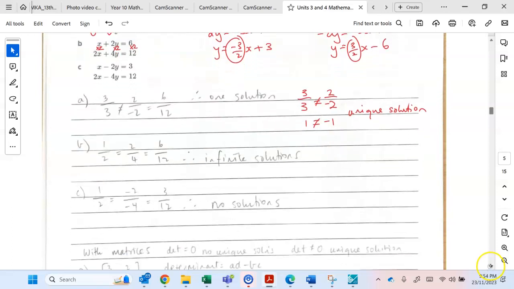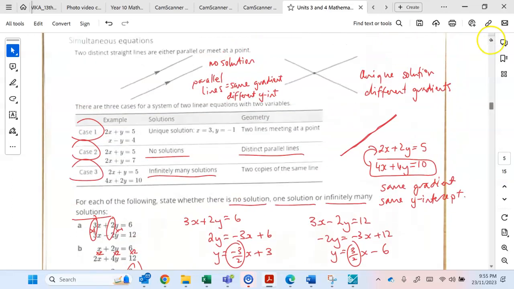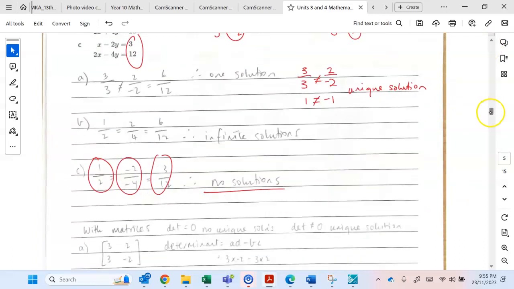And then the last one, you can see these are the same. So we say, okay, it's not a unique solution. It's either infinite solutions or no solutions. And once you've decided that there's no unique solution, then you say 3 over 12. So 3 over 12 is not the same as a half, so it's no solution. So they're parallel lines, they're not the same line. So if we go back up to the top, it's this case here where you've got parallel lines.